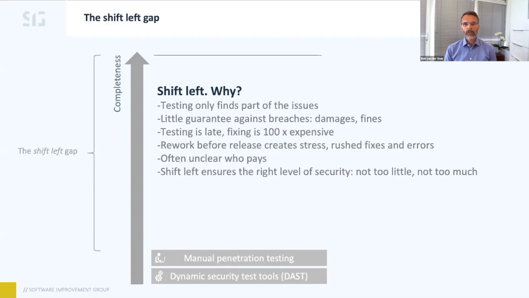Also, because testing is late, you need to fix things once they're already done. And overhauling software is typically 100 times more expensive at the end than when you do it right away. And such rework in the final stage creates stress and rushed fixes, likely with errors, all because these test results are late. Another problem is that because no clear requirements were involved in development, the test at the end often creates a dispute between client and software makers about who is going to pay for the rework.